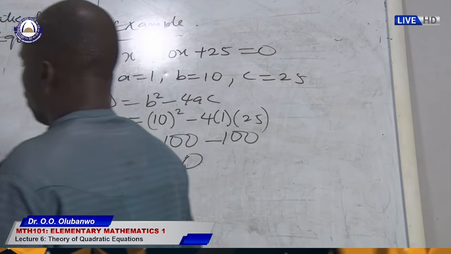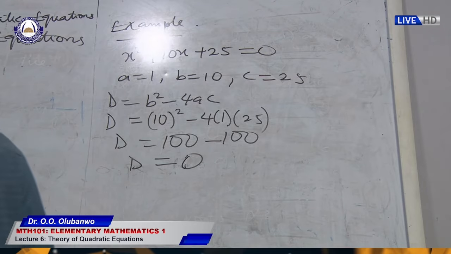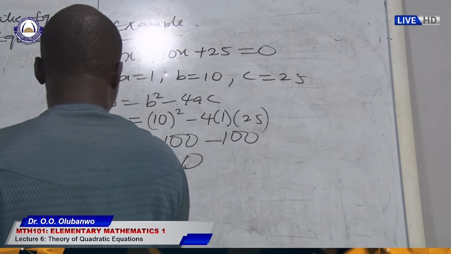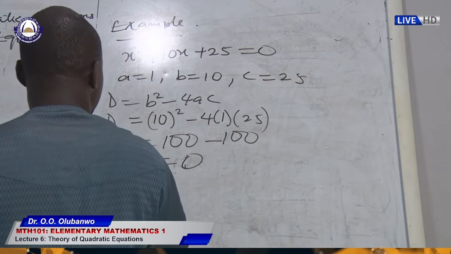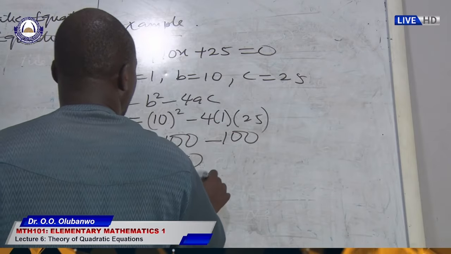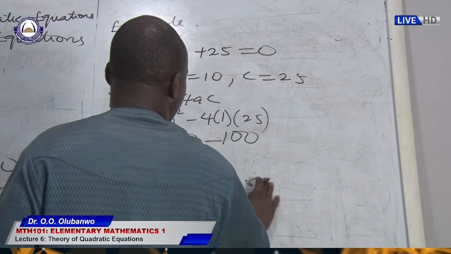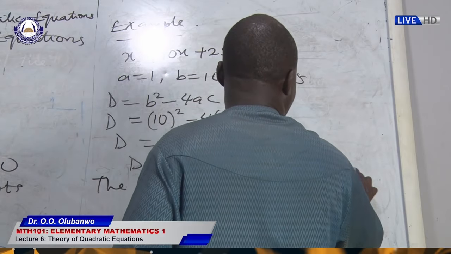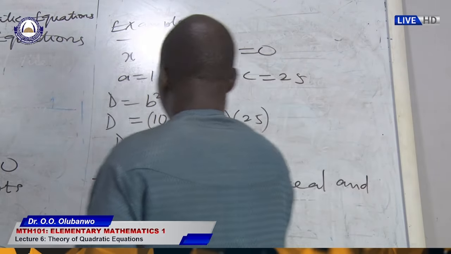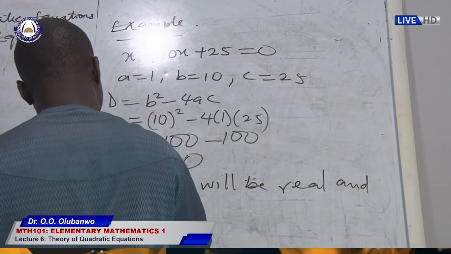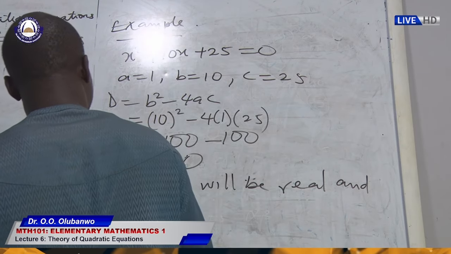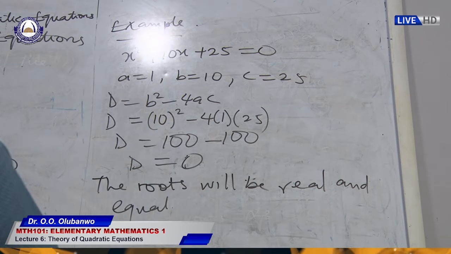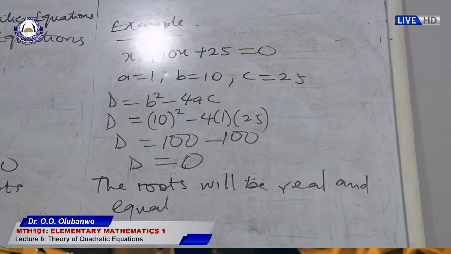So when zero like this occurs, it means the roots will be real and equal.